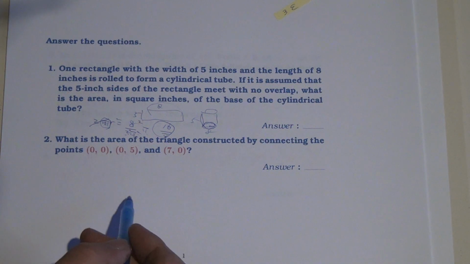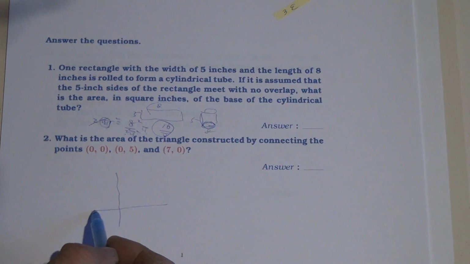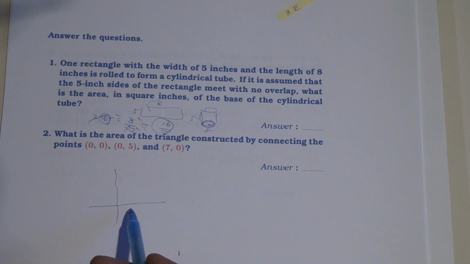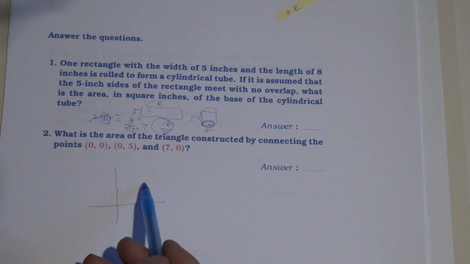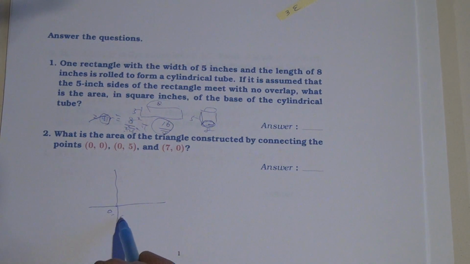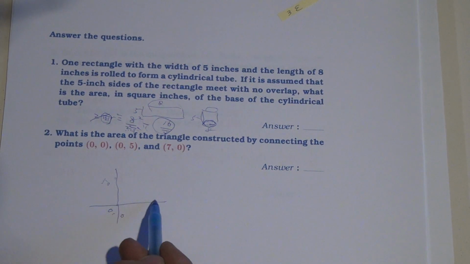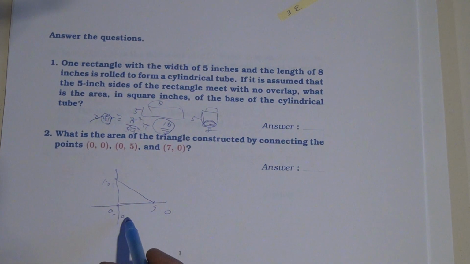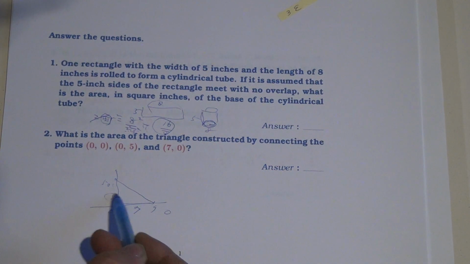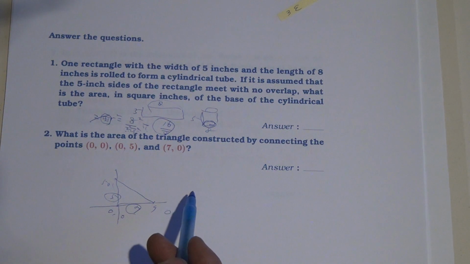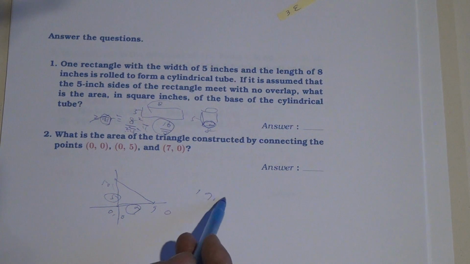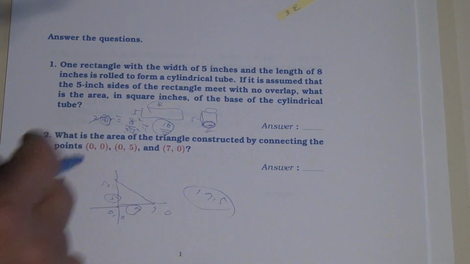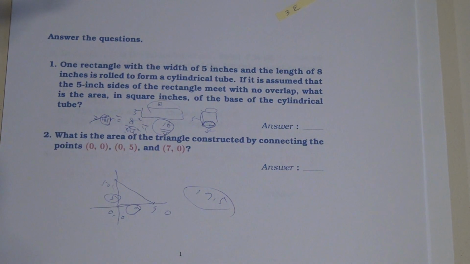Now number 2. Without drawing the graph, if you just consider, you may spend too much time, right? So (0, 0), and then (5, 0), and (7, 0). And if you connect, you will get a right triangle with the base 7, height 5. Then the area will be 5 times 7 divided by 2. 35 divided by 2 will be 17.5. That is the area. Okay? No problem, right?